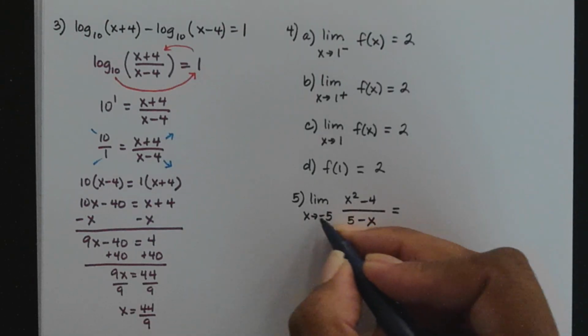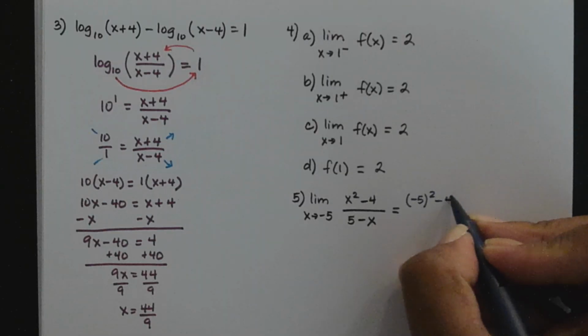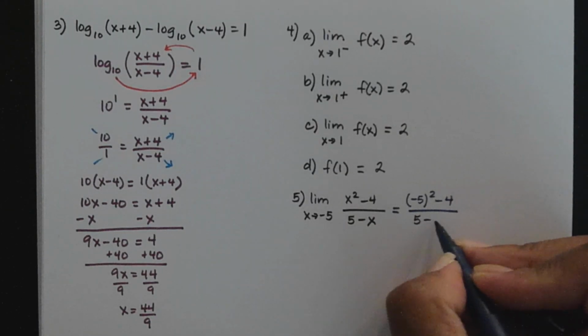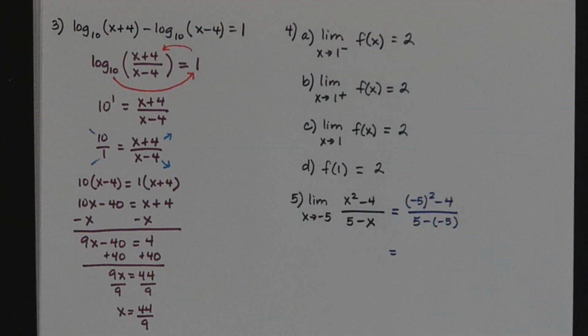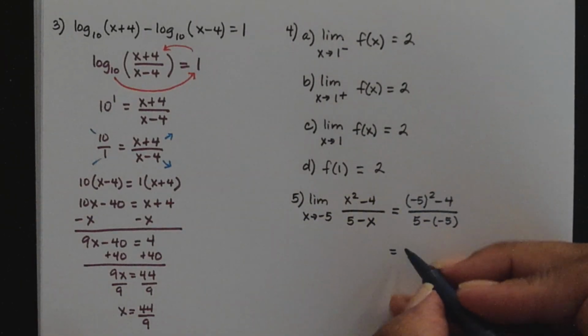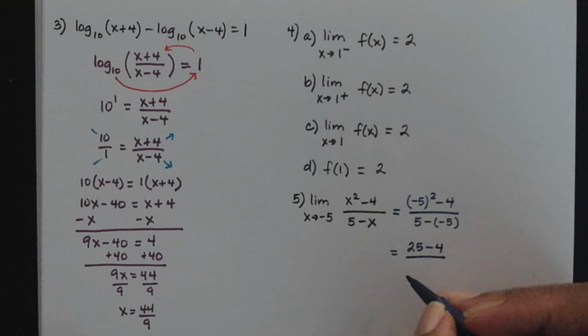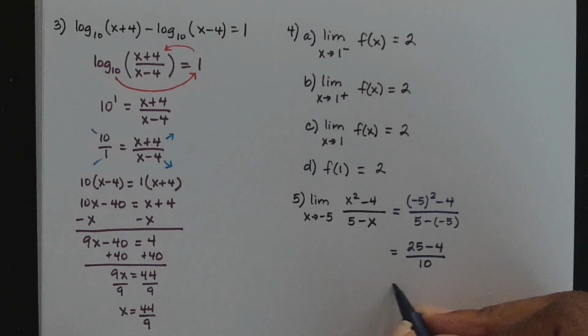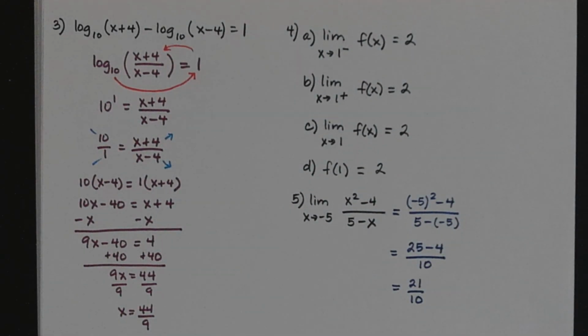So I can just directly substitute each x with the -5. So here I'm going to have -5 squared, minus 4, divided by 5 minus the x, which is negative 5. And then let's just simplify the numerator and the denominator. Square negative 5, you're going to get 25 minus 4; and 5 minus a negative 5 is 10. And 25 minus 4 would be 21 over 10. And that would be as far as I would go with that problem. So the limit as x approaches negative 5 of x squared minus 4 divided by 5 minus x will be 21 over 10.